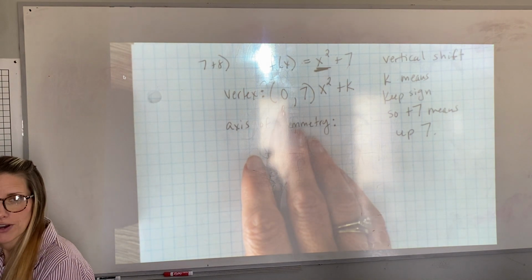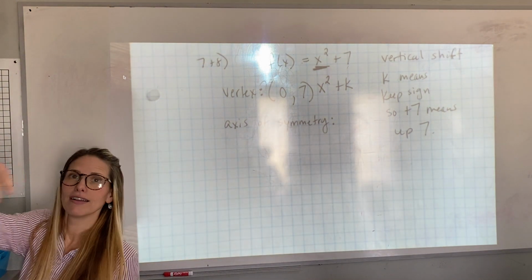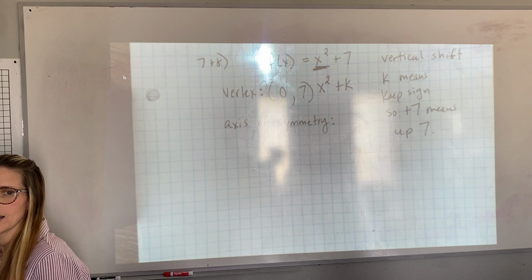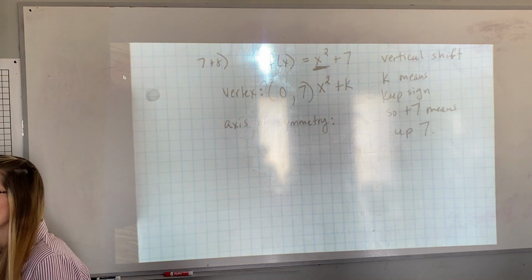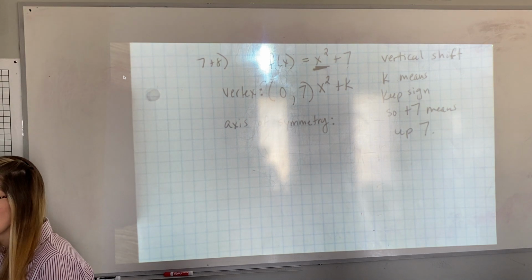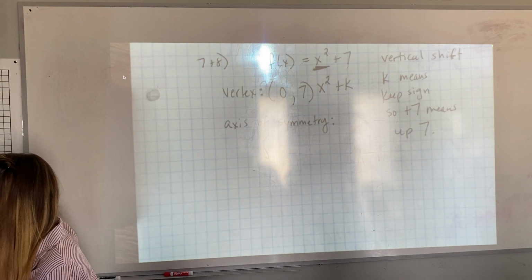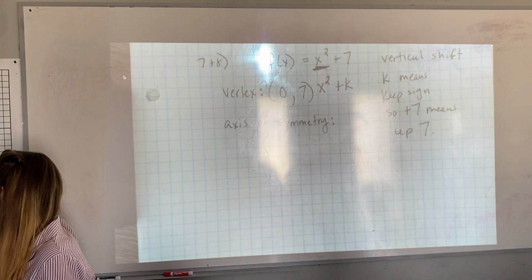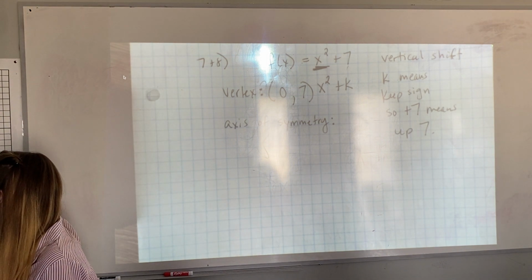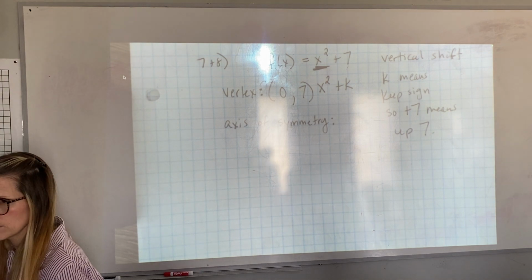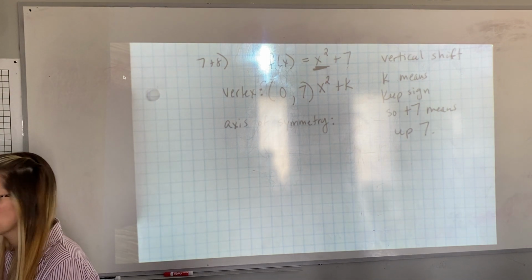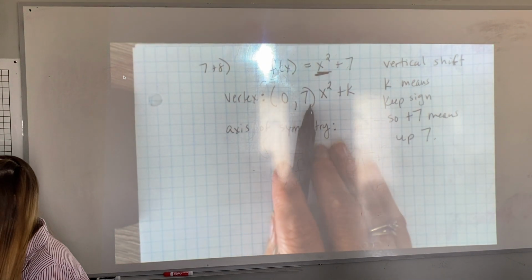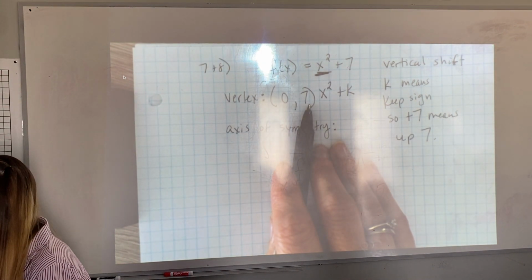if the parent function has the vertex right here at the origin, which it does, a vertical shift is going to keep that x value remaining at 0 because it's not shifting left or right, it's only shifting upwards. So the x value will still be 0, the y value will be 7.